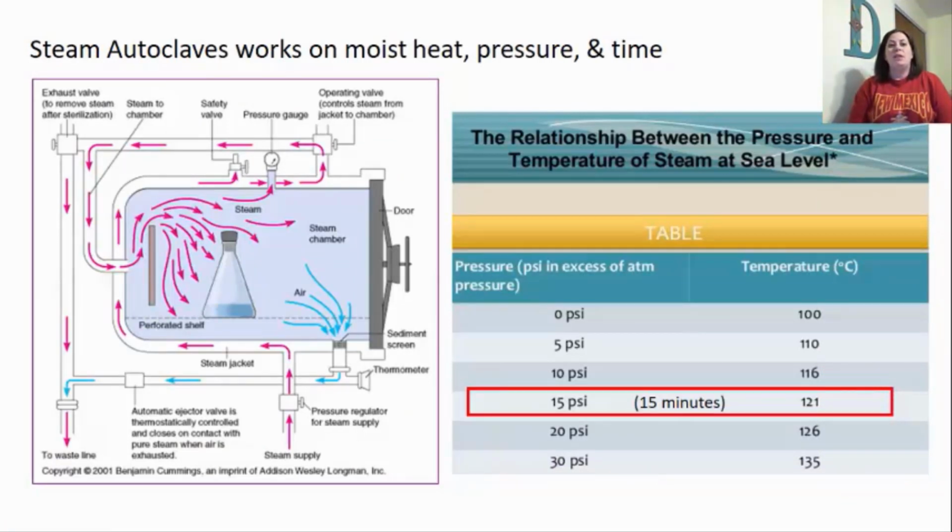This particular diagram shows you kind of how it works. If you're using a certain amount of pressure, it will raise it to a certain temperature, and then the time can be adjusted. Normally the standard is about 15 psi, which brings it to about 121 degrees Celsius, and this needs to run for at least 15 minutes.